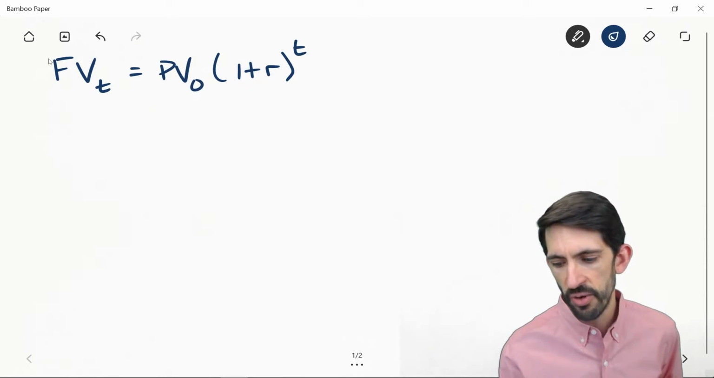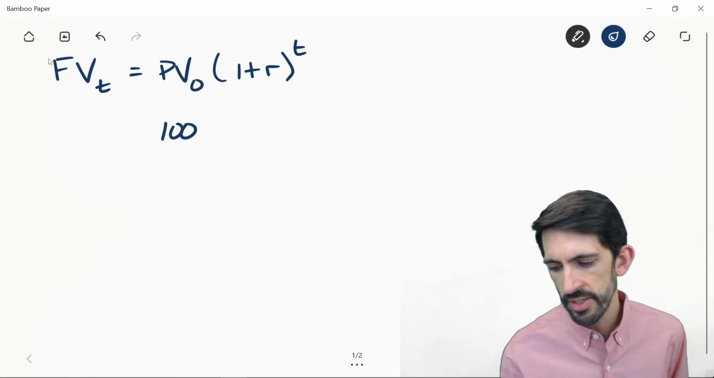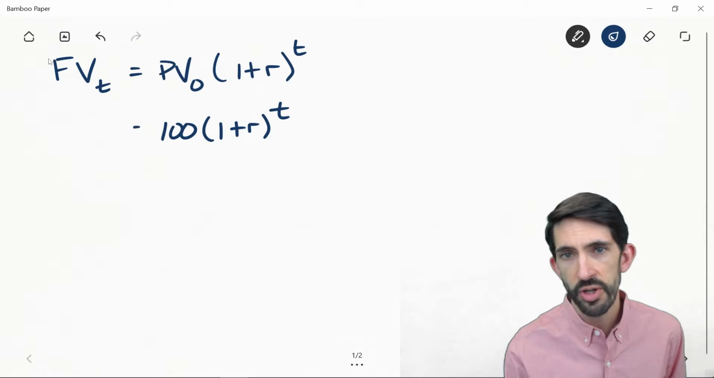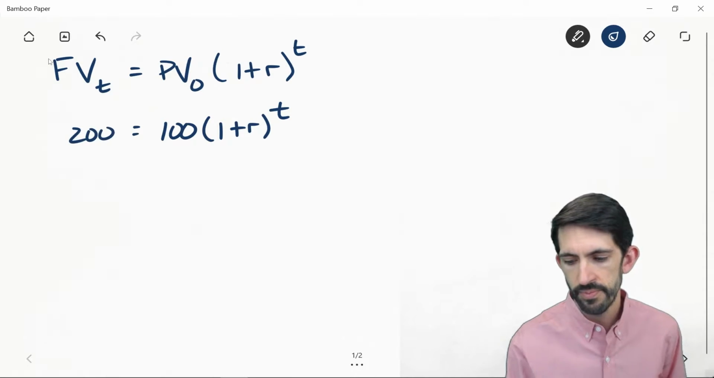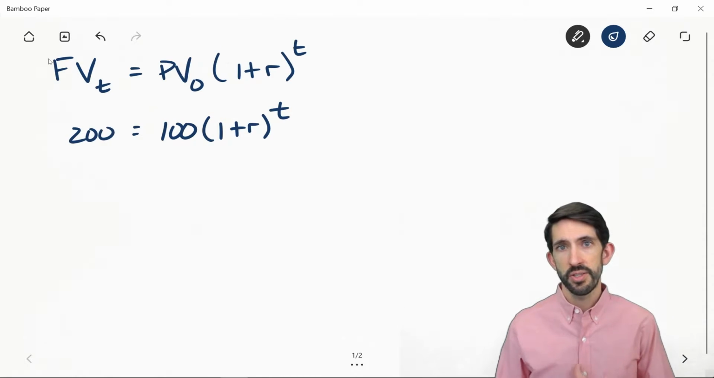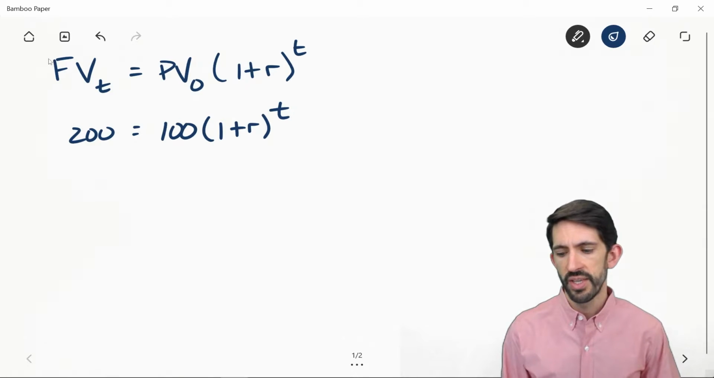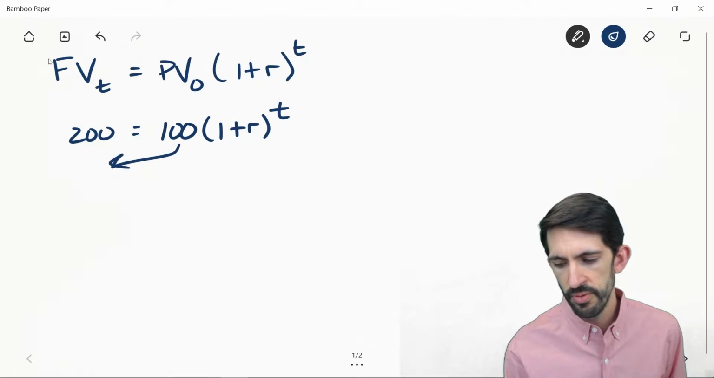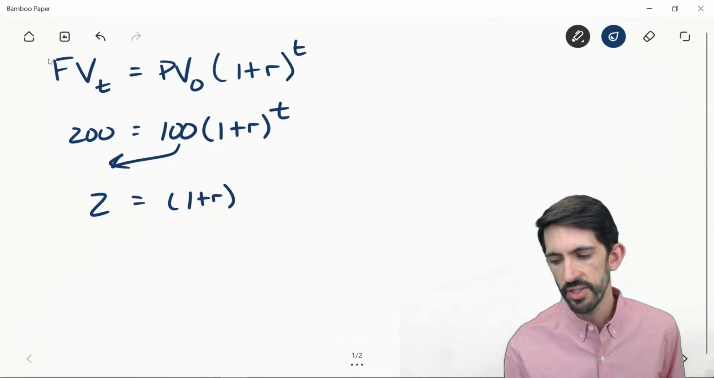Right? You might start out with $100. You're going to grow that at some interest rate for t years, and you want to know how long it takes for that to become $200. So to do that, we have to do a little algebra. So we're going to start out by moving that $100 over. So if we divide through by 100, we're ending up with 2 equals 1 plus r to the t.